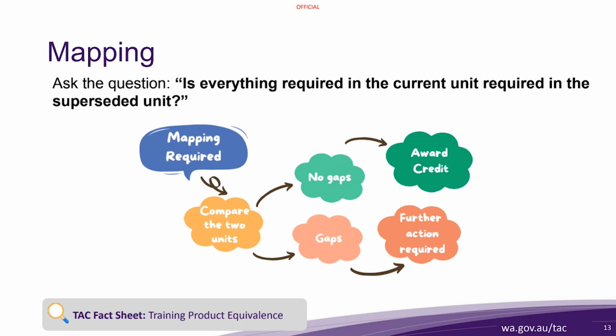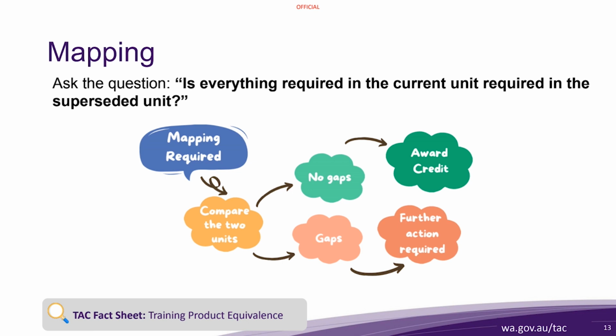But a mapping does need to be done, and the evidence from our research looking at the changes that occur shows a mapping does need to be done if they're putting up a unit of competency that has been superseded on 2 or more occasions. Fundamentally, with your mapping, you need to compare 2 units of competency, the one that the person has achieved and the one that is a current requirement of the current training product. That is illustrated as a process in the fact sheet on training product equivalence.